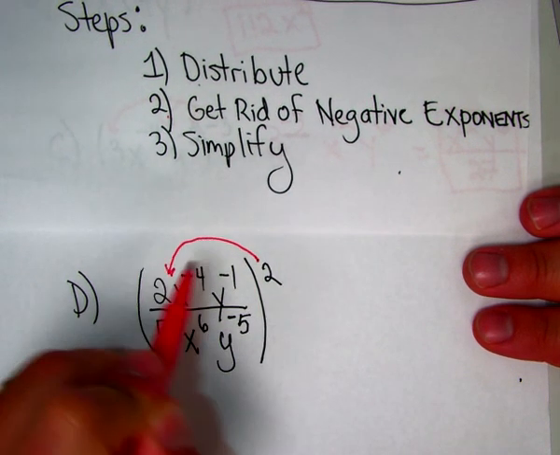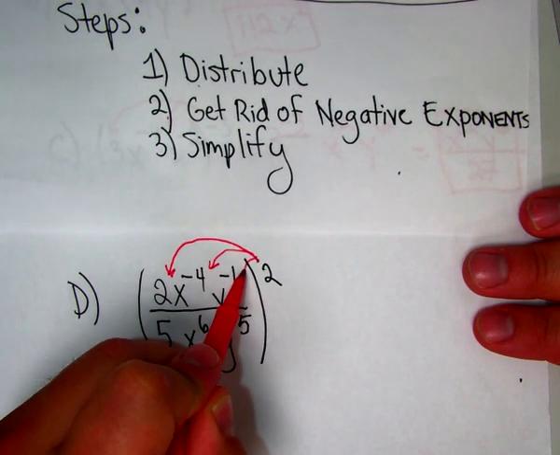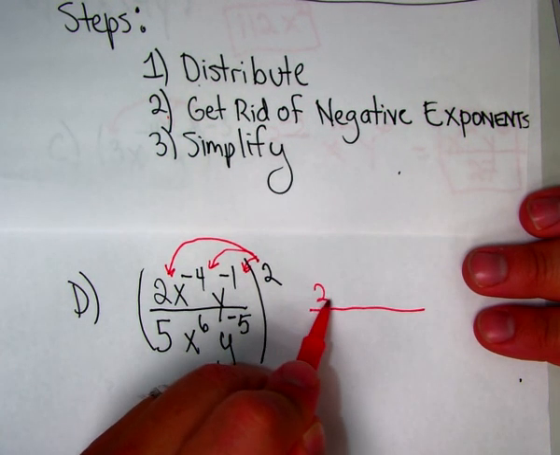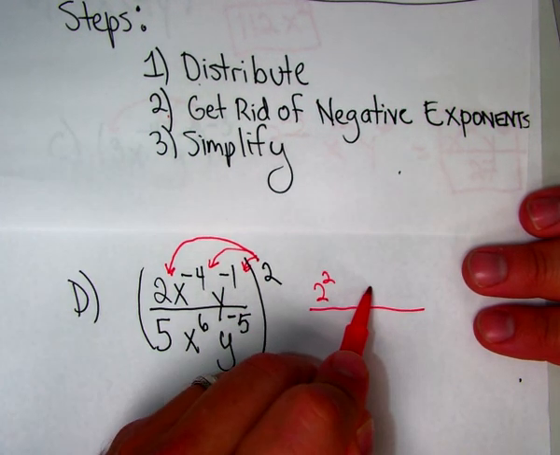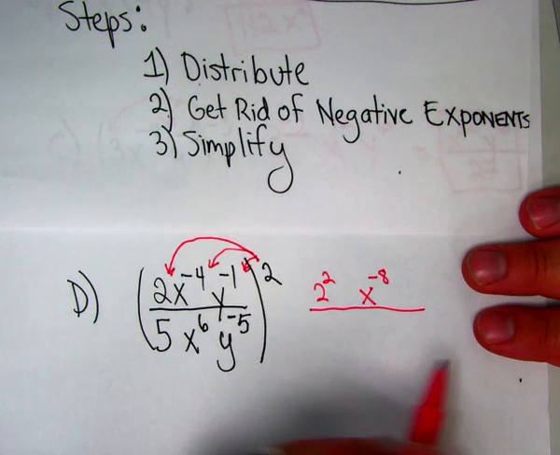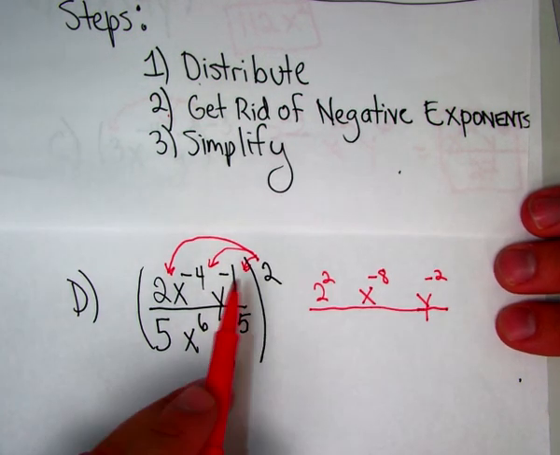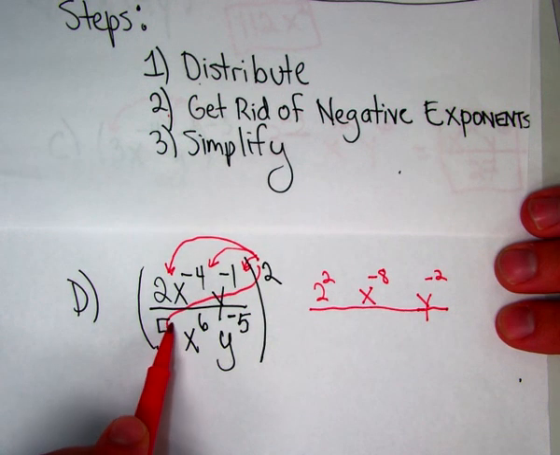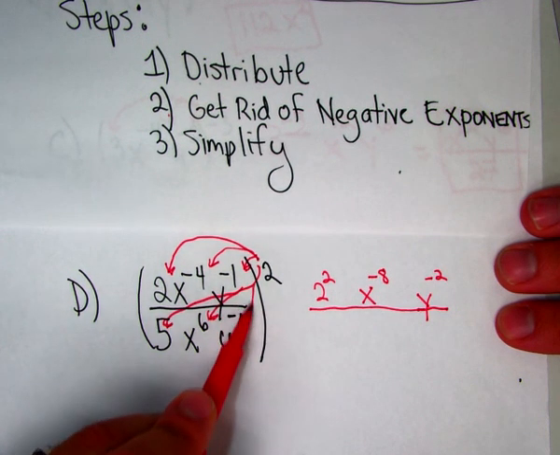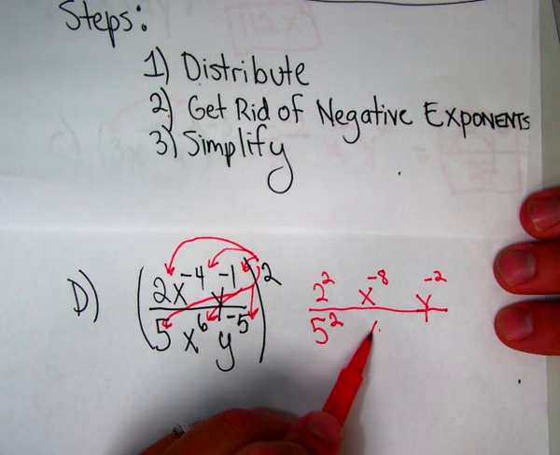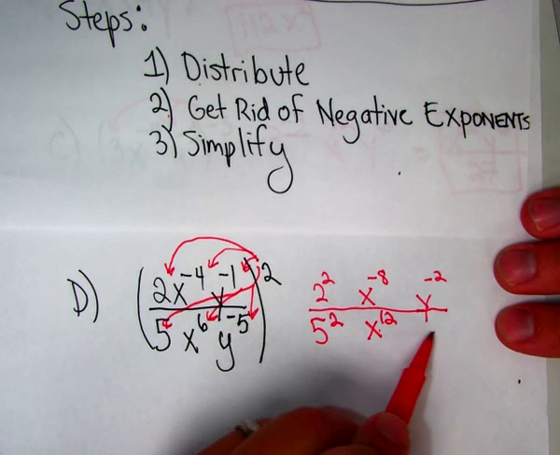The 2 is going to get distributed to everything that's inside. So the top is going to be 2 to the second. This will be x to the negative 8, and that'll be y to the negative 2. On the bottom, we're going to take that and distribute it down to here, here, and here. We have 5 to the second, x to the 12th, and y to the negative 10.